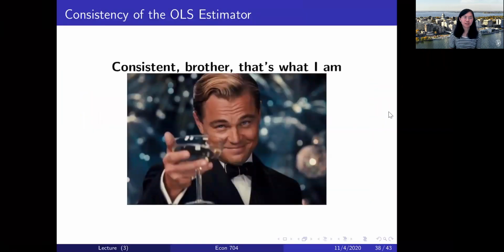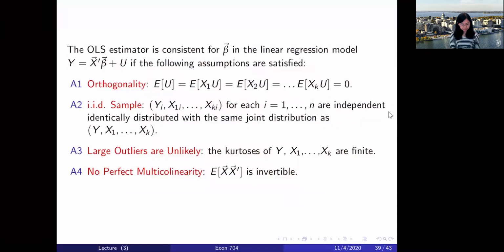Now, let's try to prove the consistency of the ordinary least squares estimator. Just to sum up the assumptions that we introduced, we want the error term to be orthogonal to the vector one and to all the x variables. So the error term should have expectation zero and should have zero correlation with any of the x variables. And we want the sample to be an IID sample. And we want finite kurtosis, or no unlikely large outliers. And we want no perfect multicollinearity, which implies that this matrix is invertible. So now let's try to prove the consistency of the ordinary least squares estimators under these four assumptions.